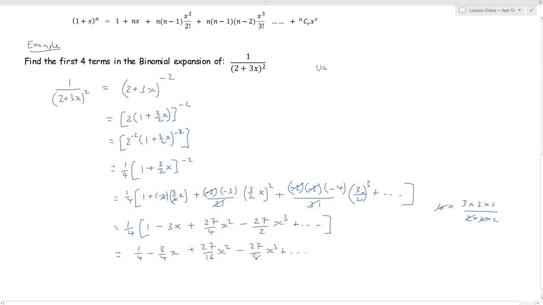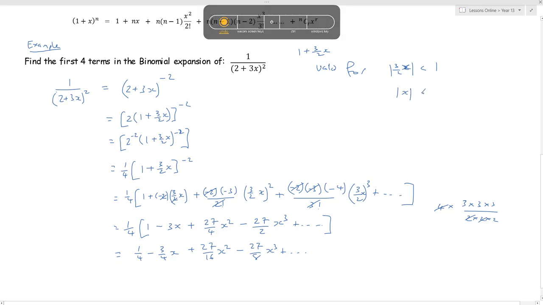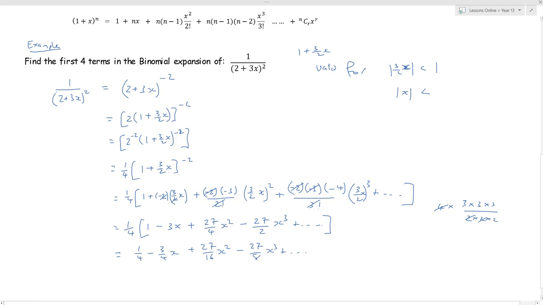So valid for, if I look at 1 plus 3 over 2x, so the modulus, I take the 3 over 2x and put it here, 3 over 2x is less than 1. That's an x, by the way. Now if I get the x on its own, that means I'm going to multiply by the 2 and divide by the 3. 2 goes up there, and that's our solution. The modulus then is going to be less than 2 over 3.